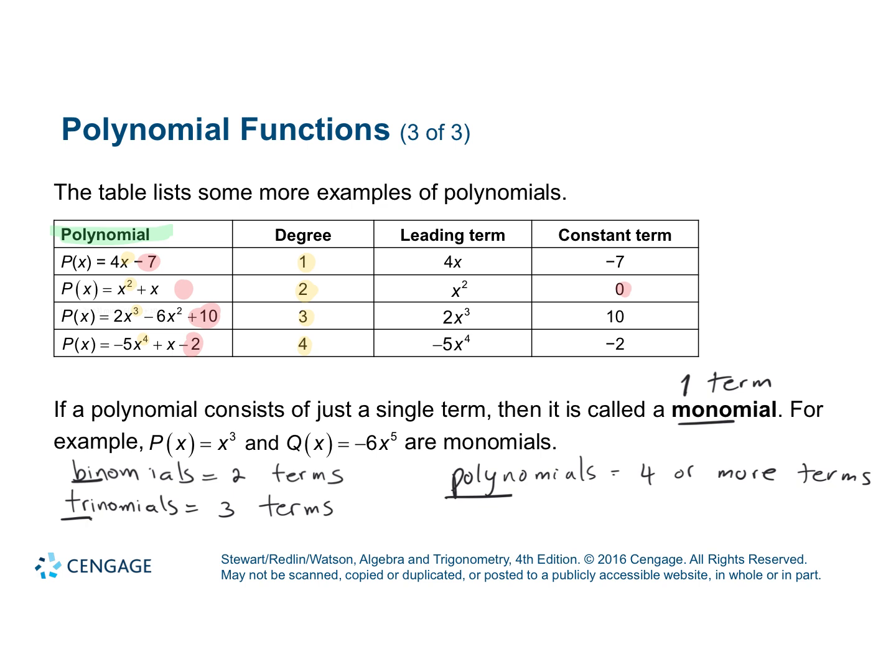If you look at it, the very first polynomial is going to be a binomial. The second is going to be a binomial. The third right here is going to be a trinomial. And the fourth one from the chart is going to be a trinomial. They're all considered polynomials because it's more than one term, but technically they have a more specific name.